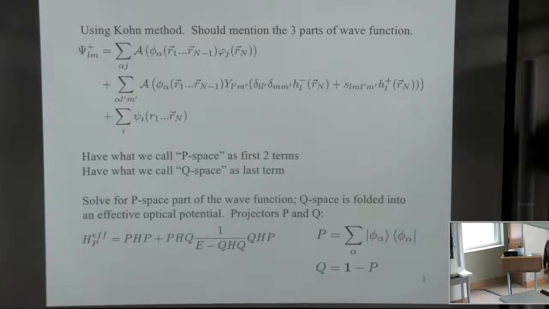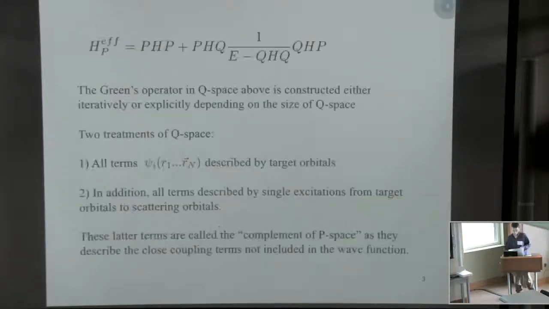We construct an effective optical potential for P space, which has a form like this. So we have a projector P that projects upon these target states, and then Q is its complement. So those are what goes into there. So it's an energy dependent operator. Okay, so to construct this, we have to construct that Green's function. So we do this depending on the size, either explicitly or iteratively.